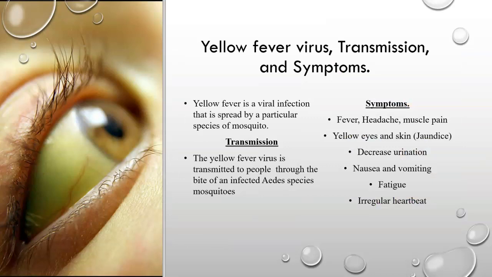Yellow fever virus transmission and symptoms. Yellow fever is a viral infection that is spread by a particular species of mosquito. The transmission is usually by the Aedes mosquito. The common symptoms are fever, headache, muscle pain, yellow eyes and skin, and decrease in urination. Vomiting is most common, especially in the first stage of the virus.